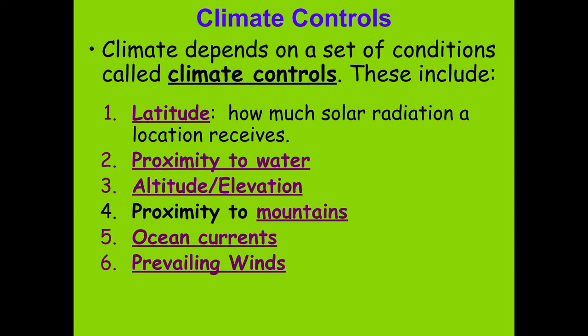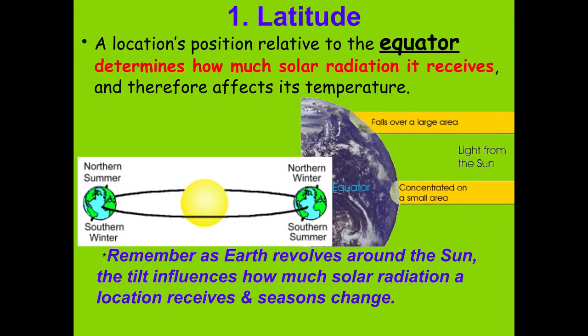These are the 6 conditions that we're going to look at when we want to determine what climate is. So we have latitude, proximity to water, how close you are to water, altitude and elevation, how close you are to mountains, ocean currents, and prevailing winds. We're going to look at each of these a little in depth, some more than others. So at any time in the video, if you need to pause, do that, and then come back. So let's begin with latitude.